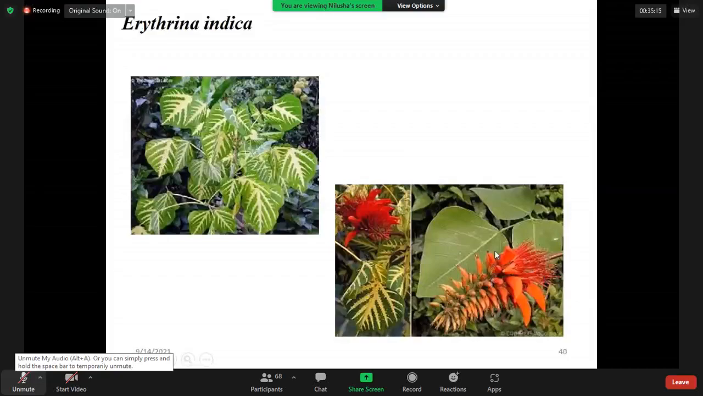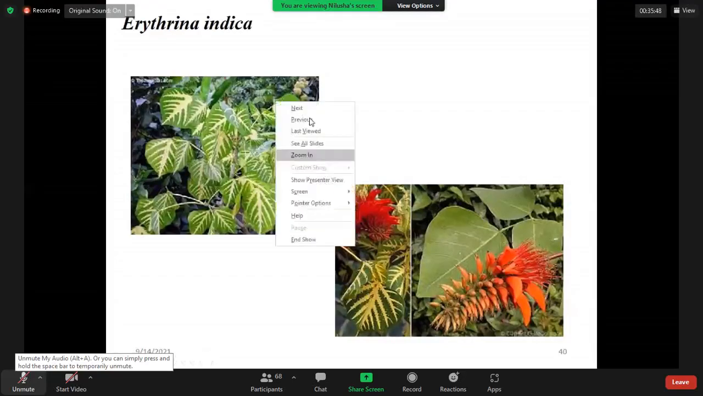Next one is Erythrina indica. This is the flower. This one is used as an ornamental tree. Along the fence, I think you can observe this one, Erythrina indica, and it can also be used for planting in the fence.